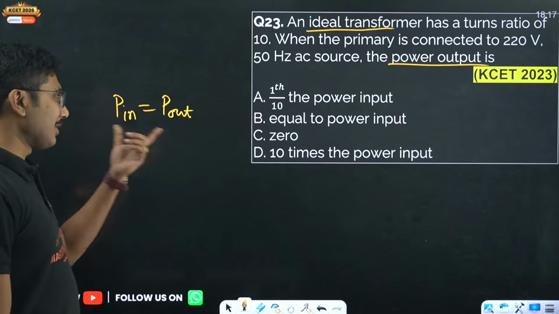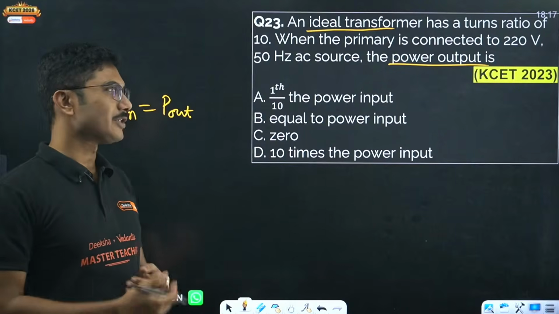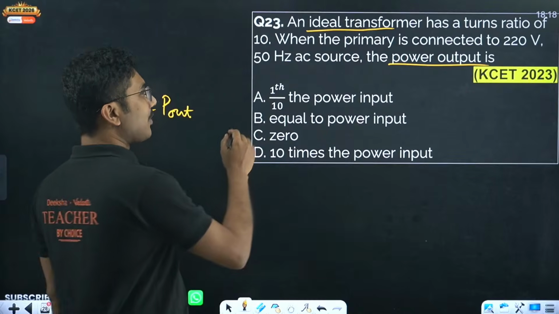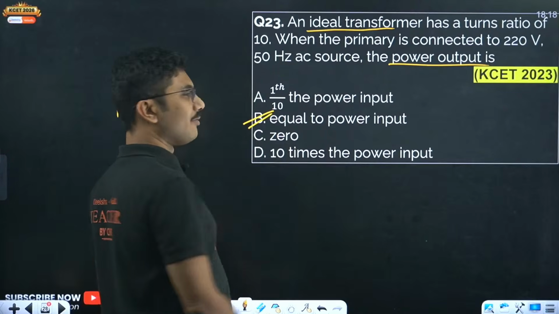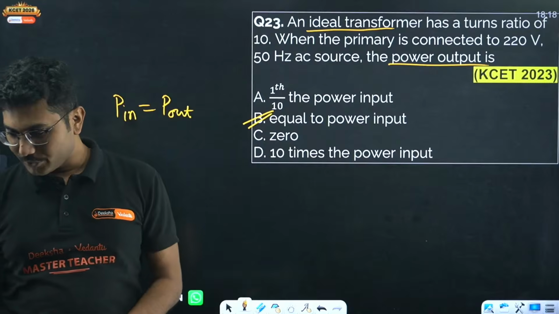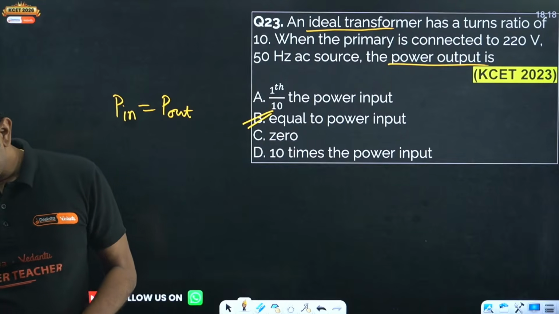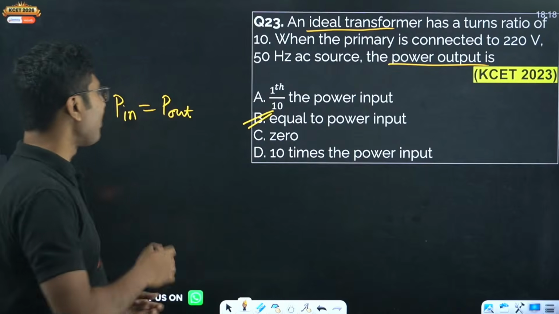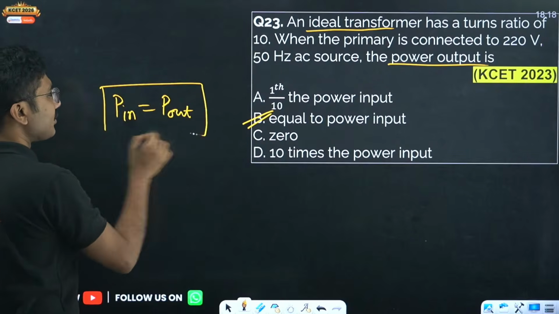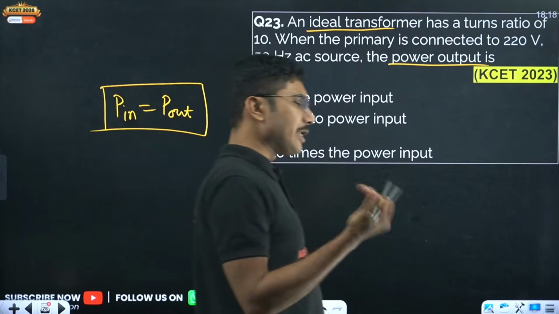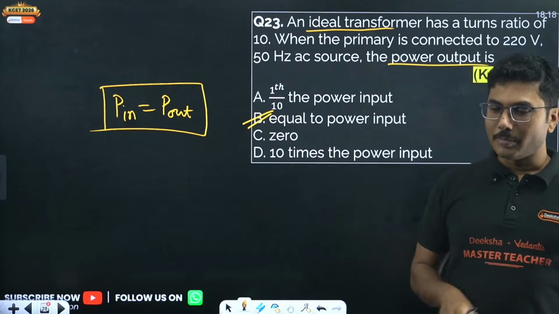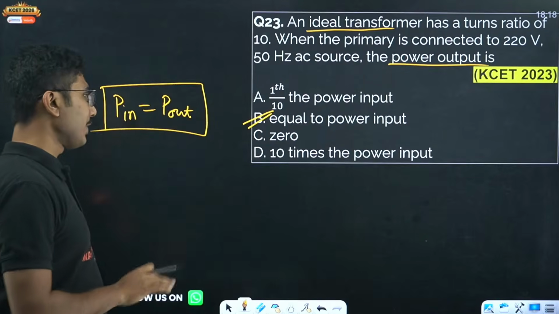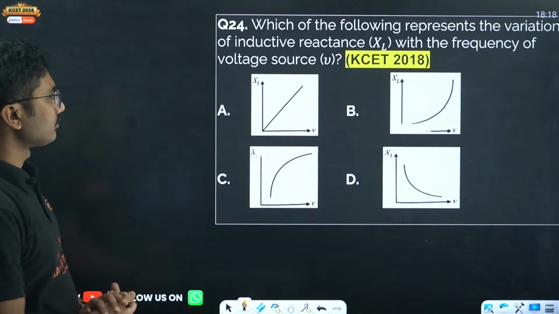So this does not happen. It depends on the efficiency of the transformer. But if it is an ideal transformer, then power output must be equal to power input. Okay, option B is correct. No Darshan, not D, option B. Power input and power output will always be equal. Current can vary, voltage will change, current will change, but power will not change. Power will remain the same. Okay, not 10 times.